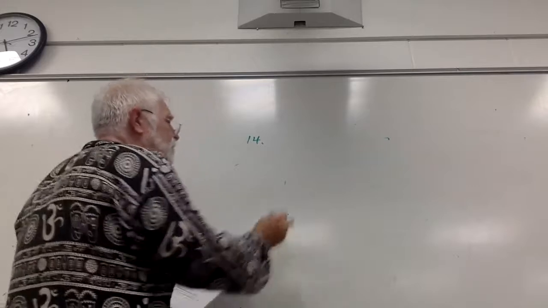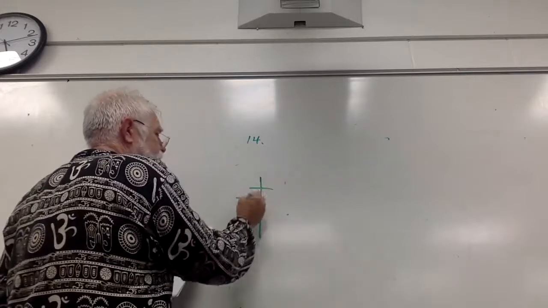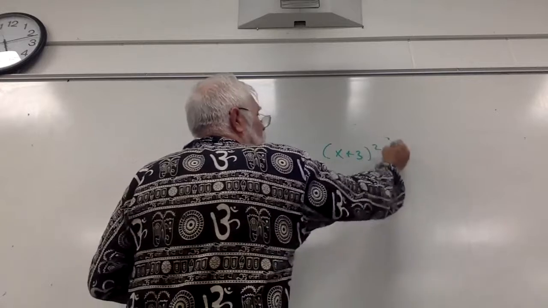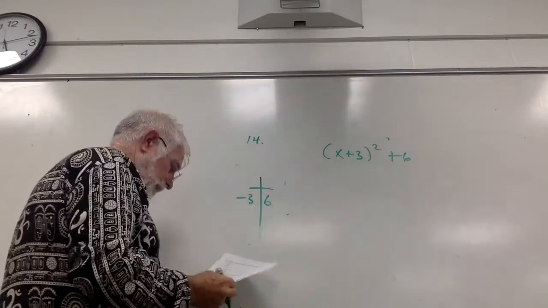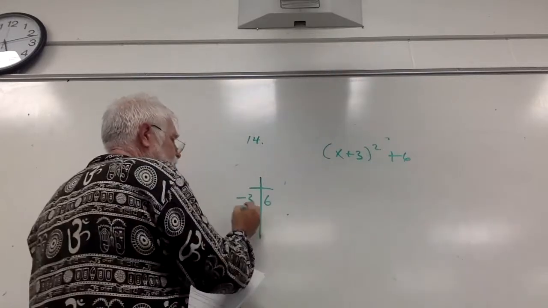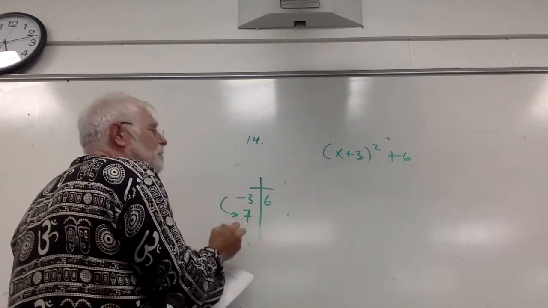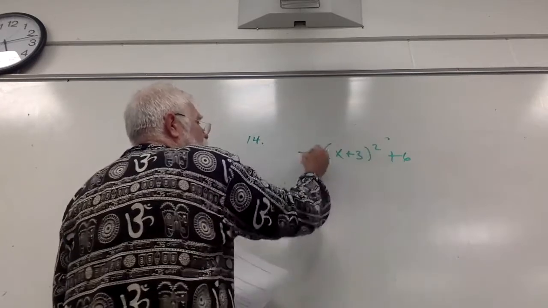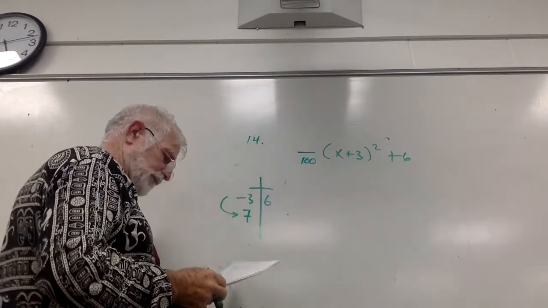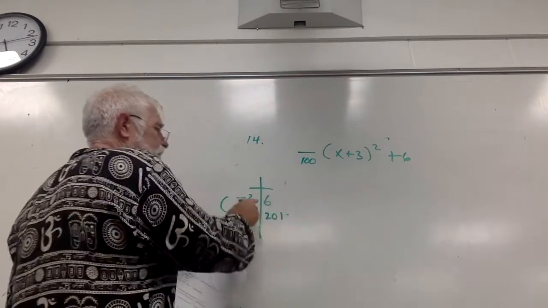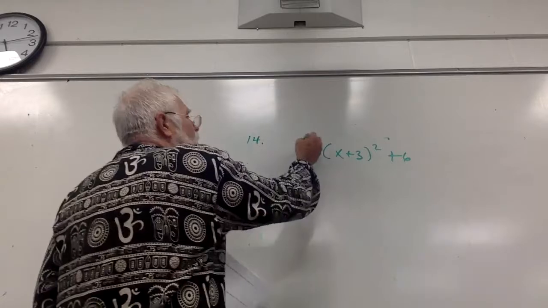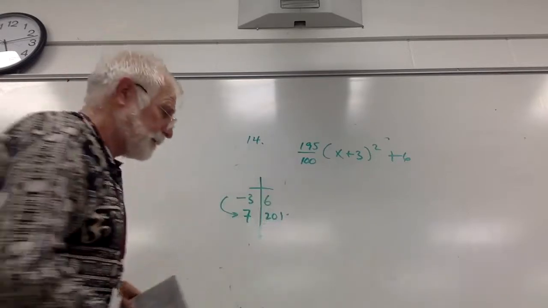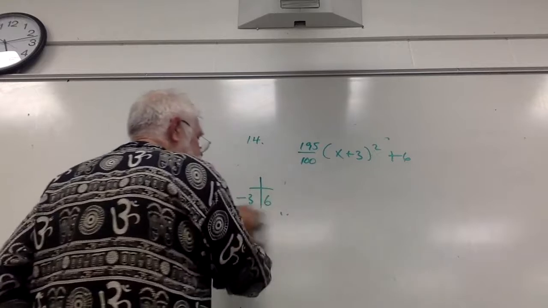Now, quadratic, -3, 6. Quadratic, I already know. X plus 3 squared plus 6. I already know that. Now I'm going to introduce the number 7. What's the change? The change in the parentheses is 10, but the squared change is 100. And I want to get to 201. How do you get from 6 to 201? Up 195. That's that function.